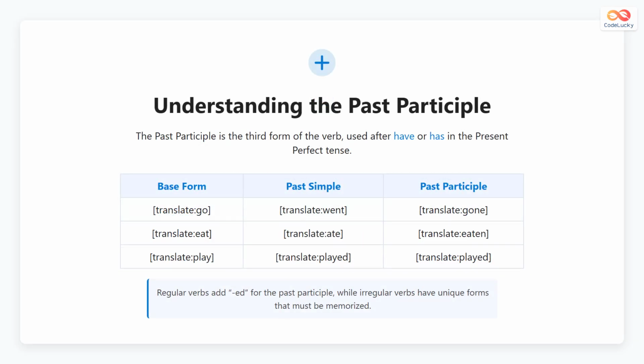The past participle is the third form of a verb. It is used after have or has in the present perfect tense. Regular verbs form the past participle by adding ed to the base form, like play, played, played. Irregular verbs, however, follow their own patterns, such as go, went, gone, or eat, ate, eaten. It is important to memorize irregular verb forms because they cannot be predicted from regular rules.